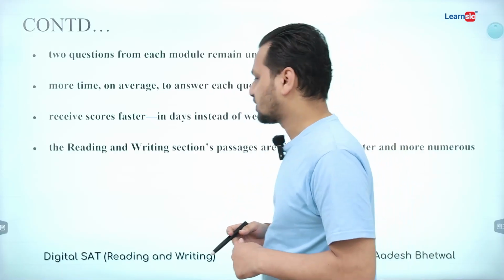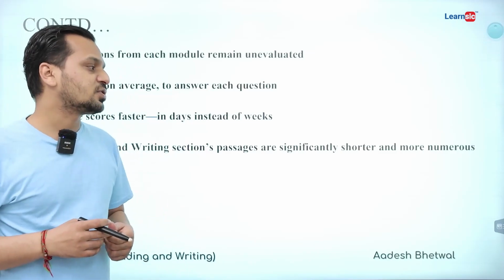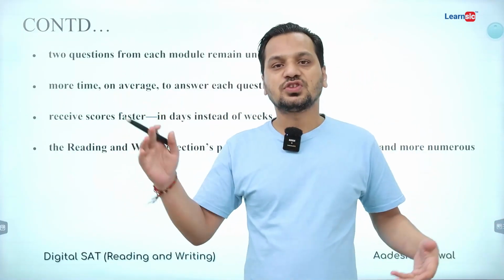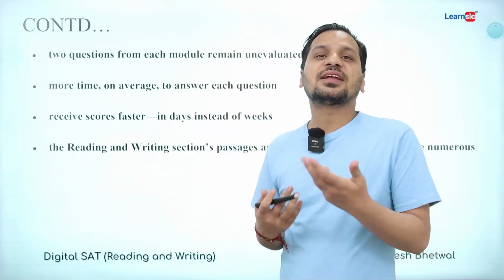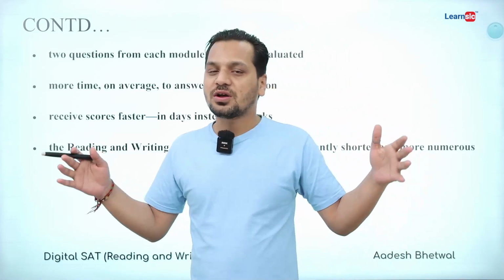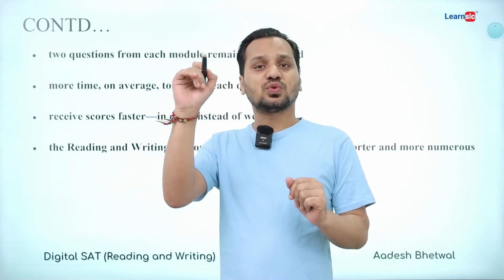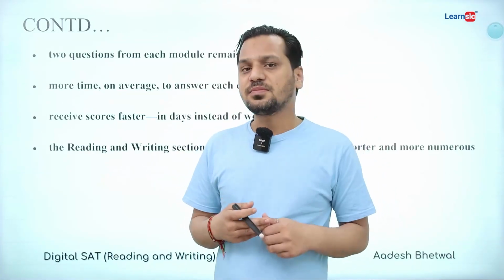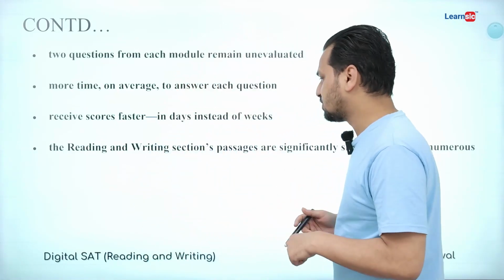And then the good thing is the reading and writing section passages are significantly shorter and more numerous. That means you will not be getting long passages, you will be getting short passages, and each passage will have 1 question. That makes your task easy to know where to read, because in the past you used to get a long passage and a number of questions based on that passage, and you had to find where to go and read. But now there will be 1 question, 1 passage. So your task has become easier regarding which passage or paragraph to read.